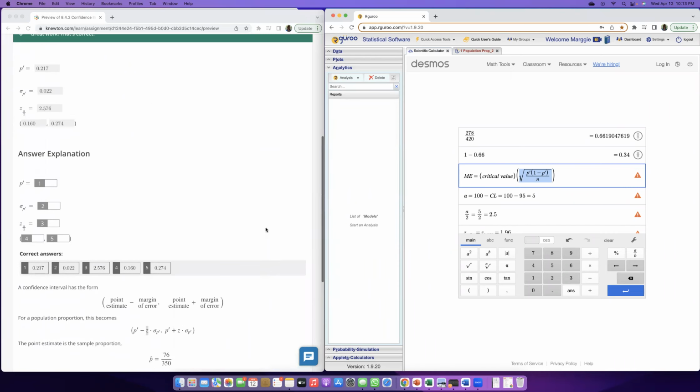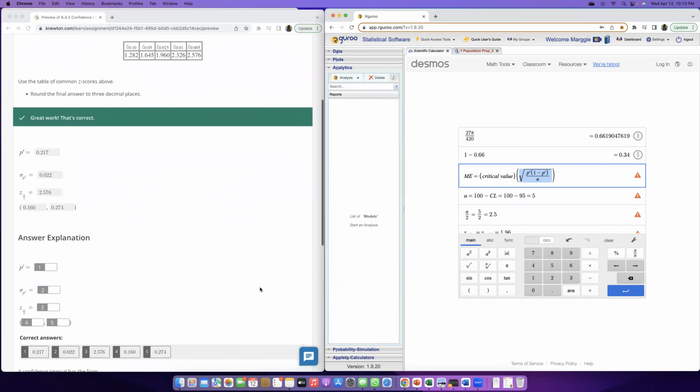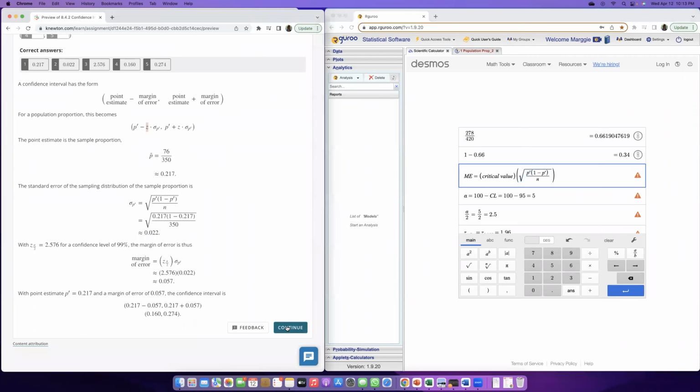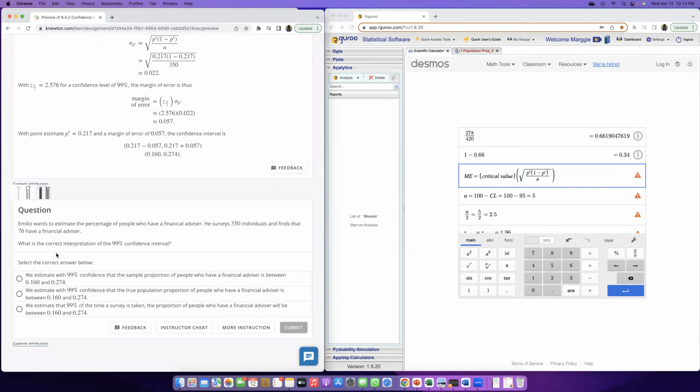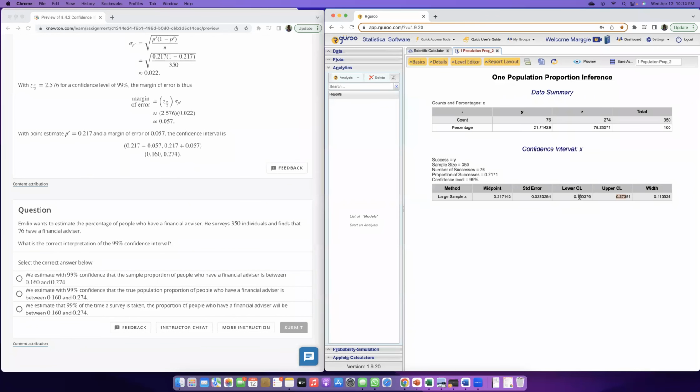All right, so that's it. Let me see if I get another one of these. All right, interpretation. What does this mean? So we found a 99% confidence. We found that the limits were from 0.16 to 0.274. So which of the three is correct? So here is what the language is.